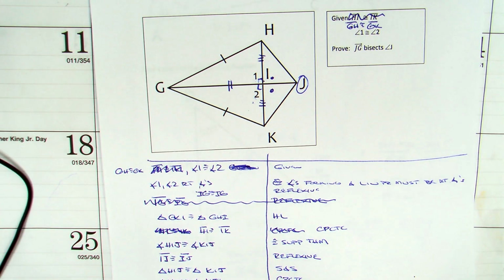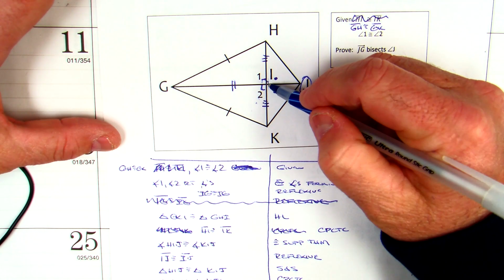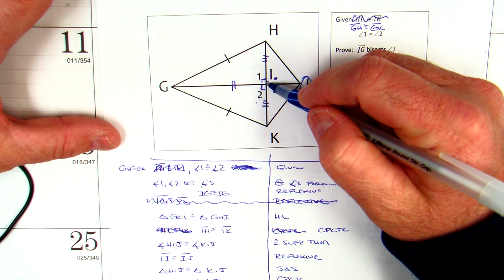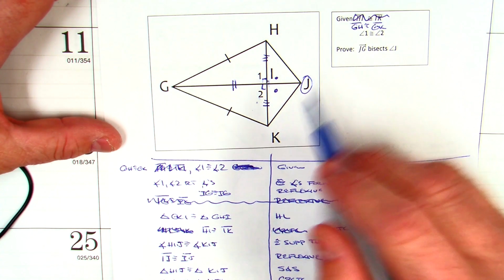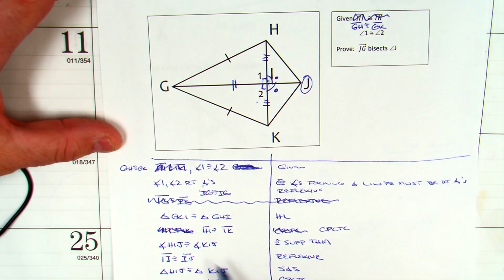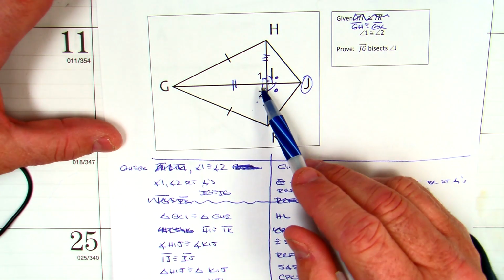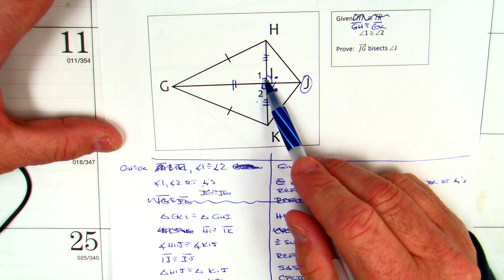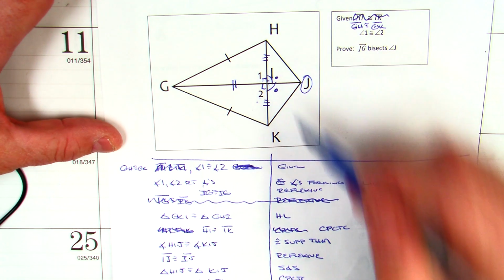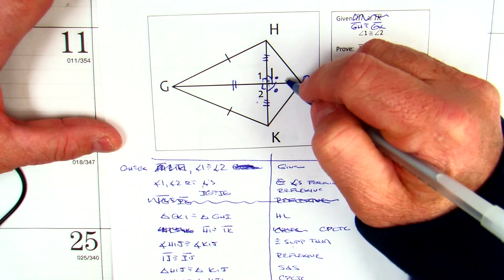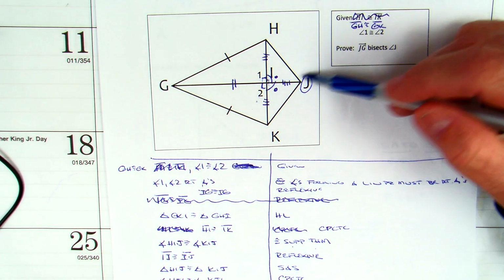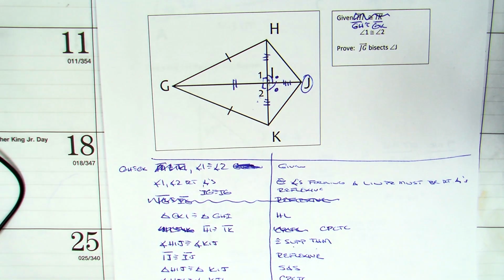CPCTC. Now, these two angles, if you want, you can show that they're right angles, but all we need to know is that these are congruent. HIJ is congruent to KIJ because they form what? Linear pairs with congruent angles. Linear pairs are supplementary. So those angles are going to be congruent by the congruent supplement theorem. We then throw in IJ is congruent to IJ by the reflexive property. HIJ is congruent to KIJ by side angle side.